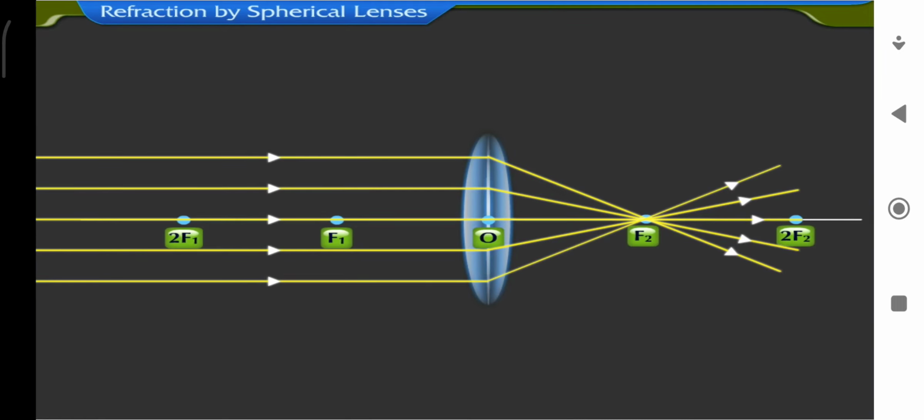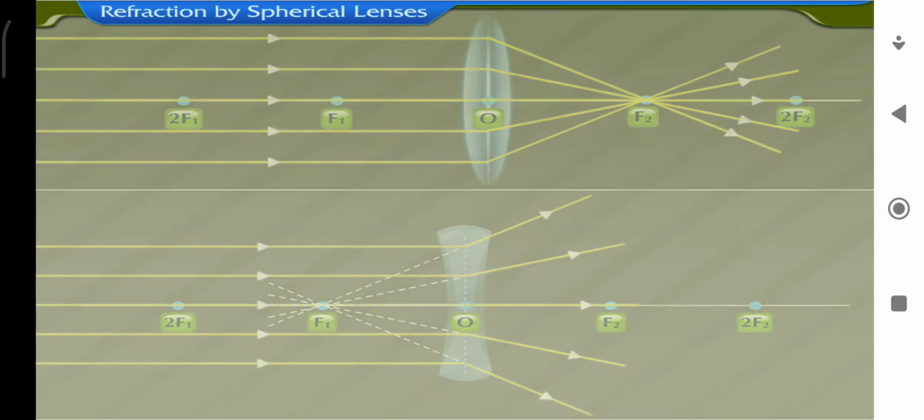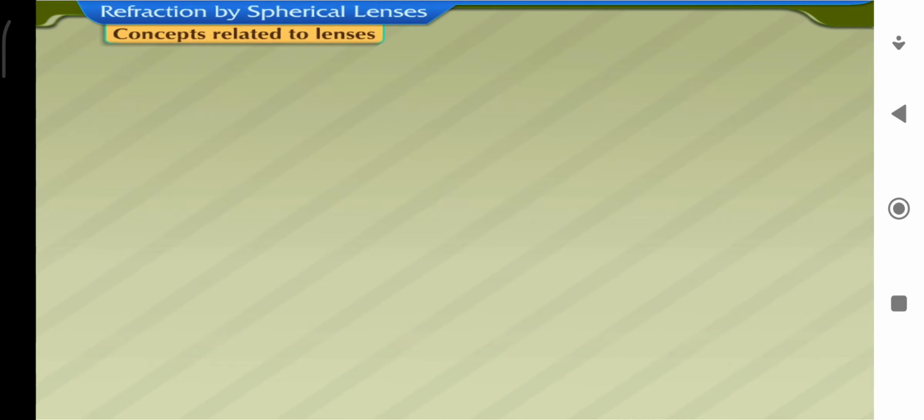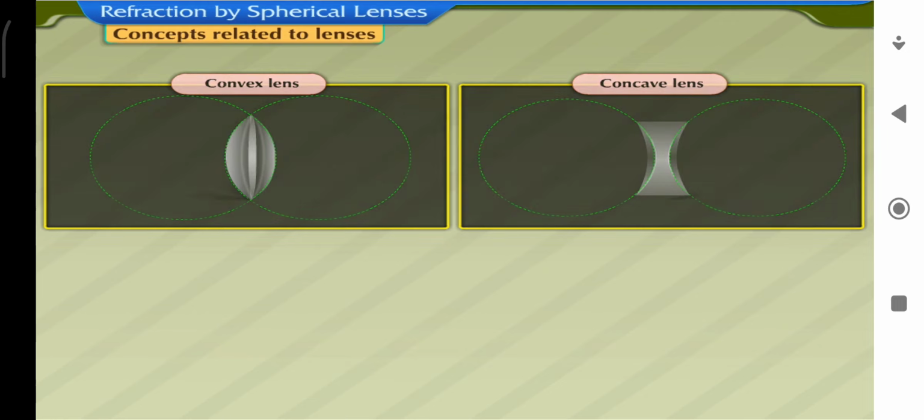Before we learn more about the lenses, let us get familiar with the terms related to spherical lenses. Concepts related to lenses. Both convex and concave lenses have two spherical surfaces. Each of these surfaces form a part of a sphere. Let us define some concepts related to lenses.